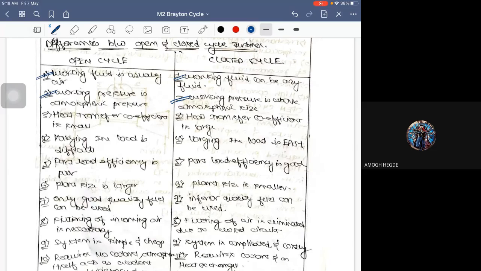Working pressure is above the atmospheric pressure. Next one, third point.